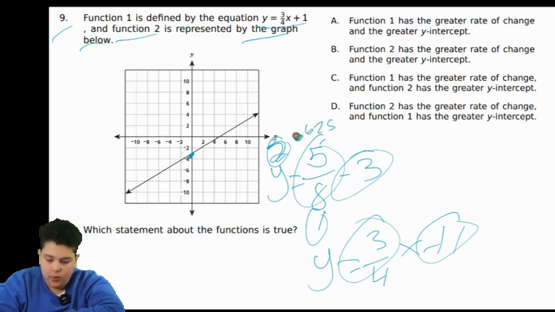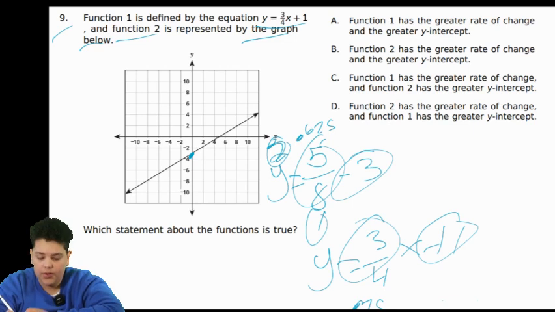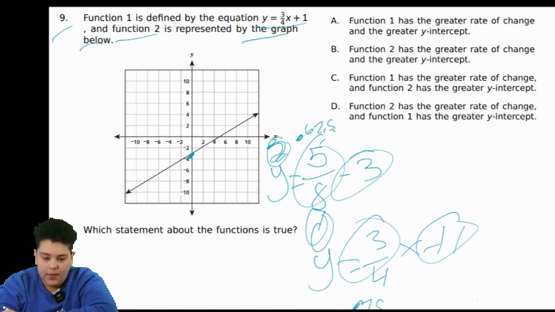And 3/4 gives me 0.75. So based on function 1's y-intercept and slope, function 1's slope is greater than function 2's. Based on these 4 questions, answers A, B, C, and D, we have A.